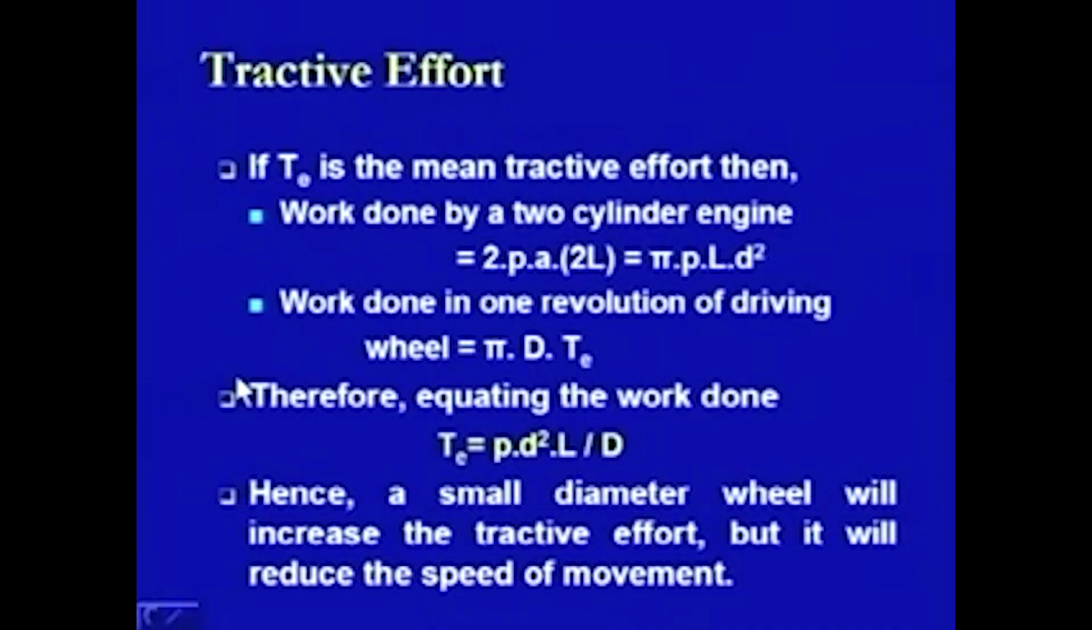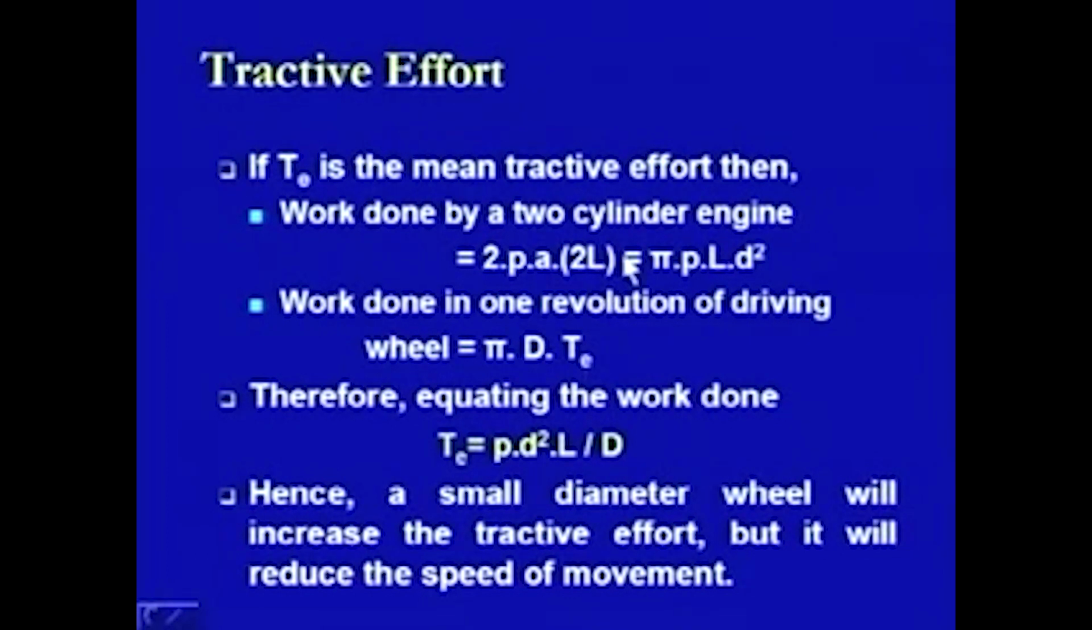That's why the total length governed here is 2L, and this is how we compute the value, and this is transformed into another value like pi P L D square, where D is the diameter of the cylinder or that piston. The work done in one revolution of the driving wheel, here we are talking in terms of the tractive effort which is being given to the driving wheel as Te, and because of this the wheel is moving, therefore there will be a movement equal to the circumference of the wheel, that is pi d, and the work done will be nothing but pi d multiplied with Te.